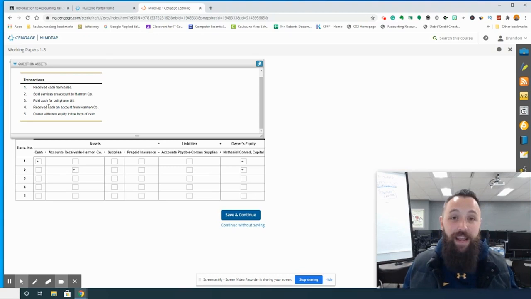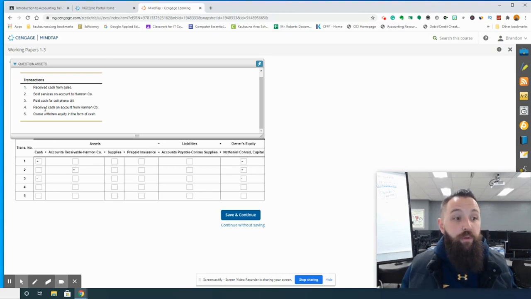For number 3, paid cash for a cell phone bill. Sure does sound like an expense to me. So we look at this, we use our detective skills and we say paid cash. Sounds like cash went down. Now, how do expenses affect our owner's equity and our capital? It brings it down, okay, because that's a cost of producing or selling our goods or services.